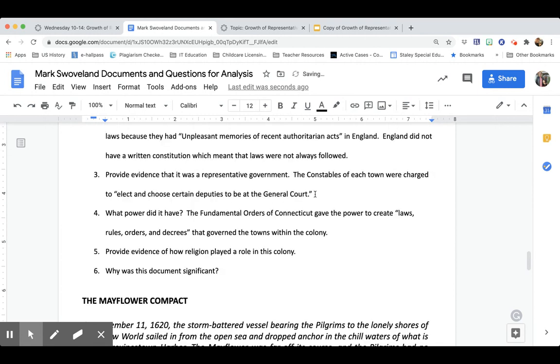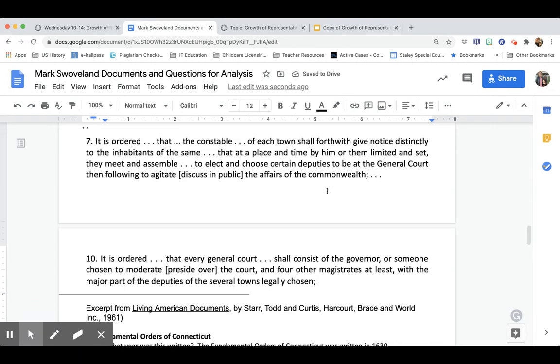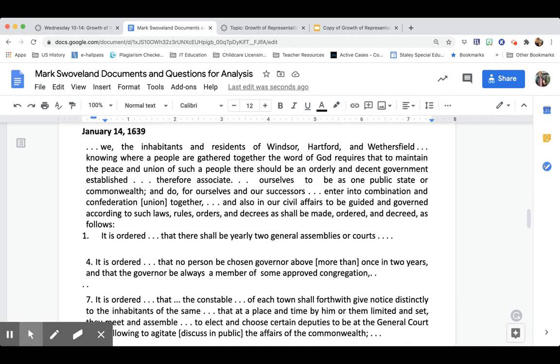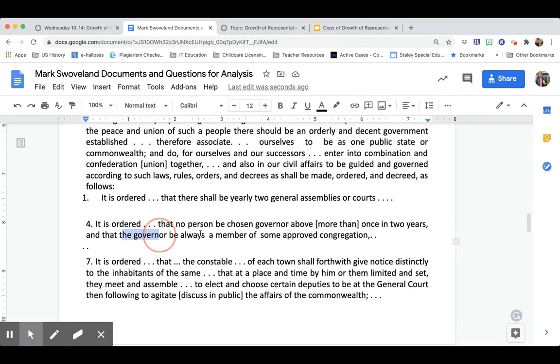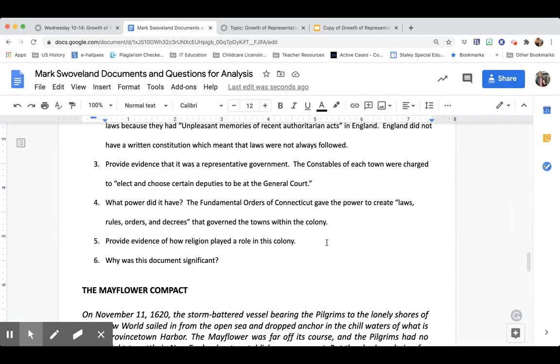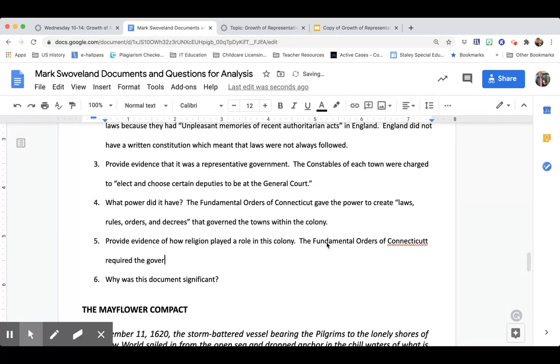All right, provide evidence of how religion played a role in this community. Okay, so here we go. The governor is always to be a member of an approved congregation, okay? So there's some evidence of religion. I'm going to say the Fundamental Orders of Connecticut required the governor to be a member of some approved congregation. And that means that he has to be part of a church. A congregation is a church group.